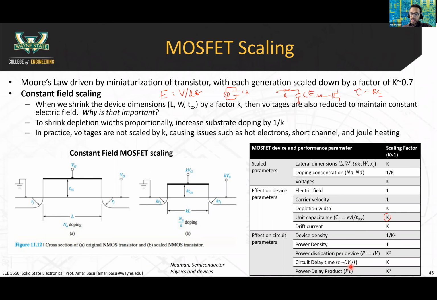Your circuit delay time goes by a factor of K, so that's also getting smaller, but not quite at the same rate as the power dissipation per device, but it is getting smaller. And then the power delay product goes as a function of K cubed. This is a very strong dependence on K.